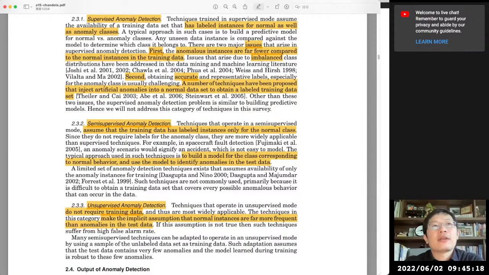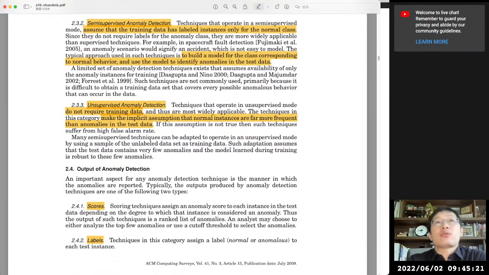Okay, so that is the supervised anomaly detection. It's the very first approach that we may use. The second one is called semi-supervised anomaly detection. The assumption is that the training data has labeled instances, but we have only the normal class.